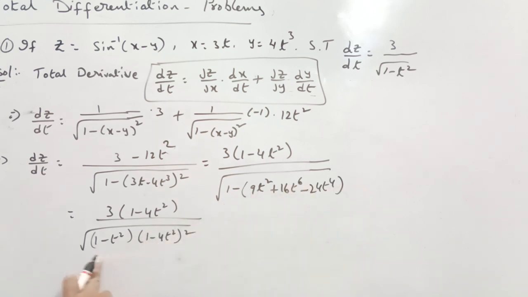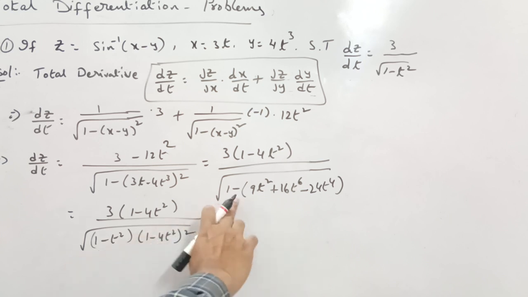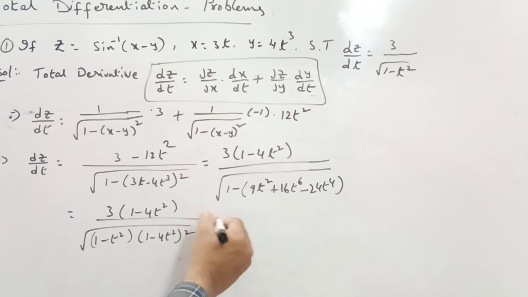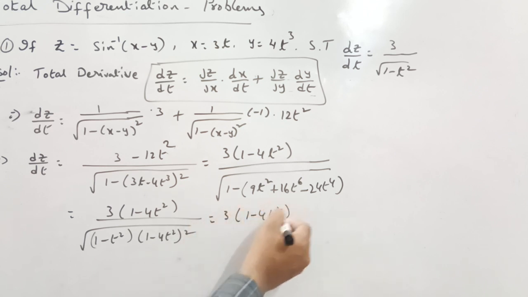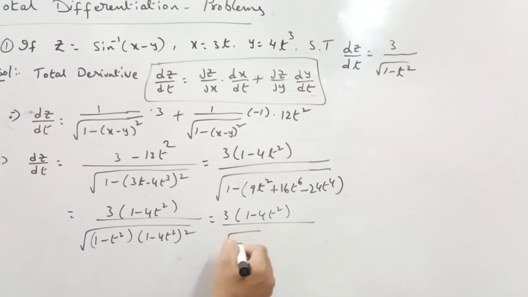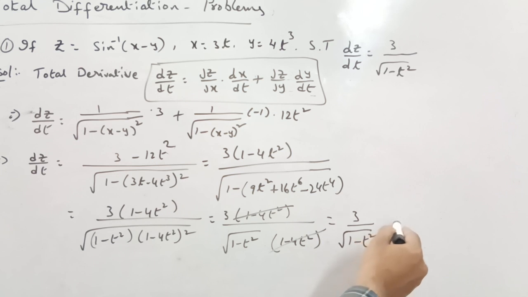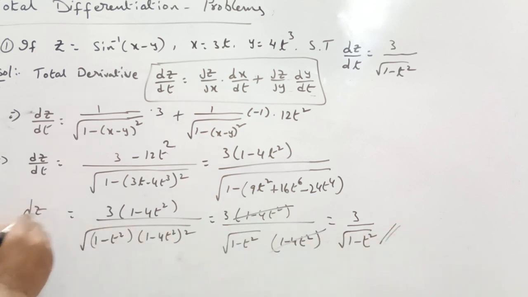So I simplified it and calculated, and after simplification I got 1 minus t square into 1 minus 4t square whole square. So 3 into 1 minus 4t square by square root of 1 minus t square into (1 minus 4t square) whole square. The square and root get cancelled, this term will come out as 1 minus 4t square. So 1 minus 4t square and 1 minus 4t square get cancelled. What is left here? 3 by square root of 1 minus t square is left. That is the value we have to prove. So dz by dt is equal to 3 by square root of 1 minus t square.